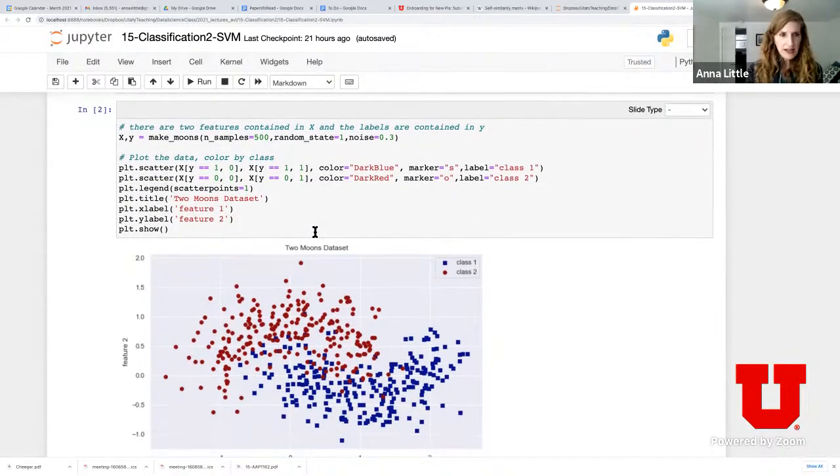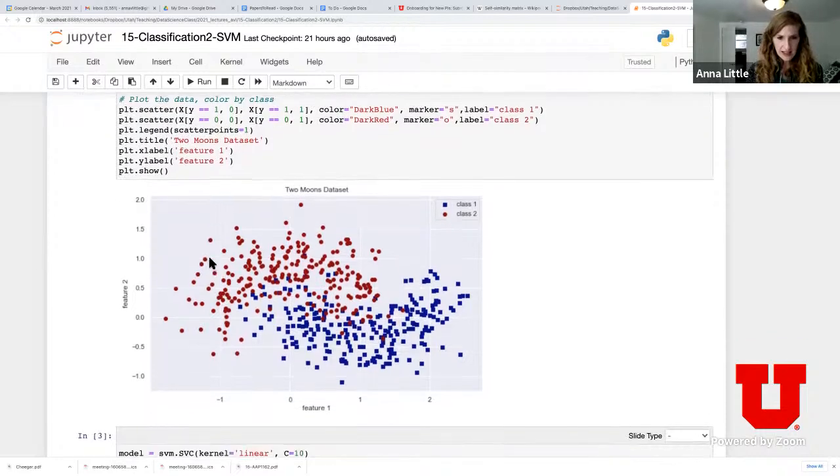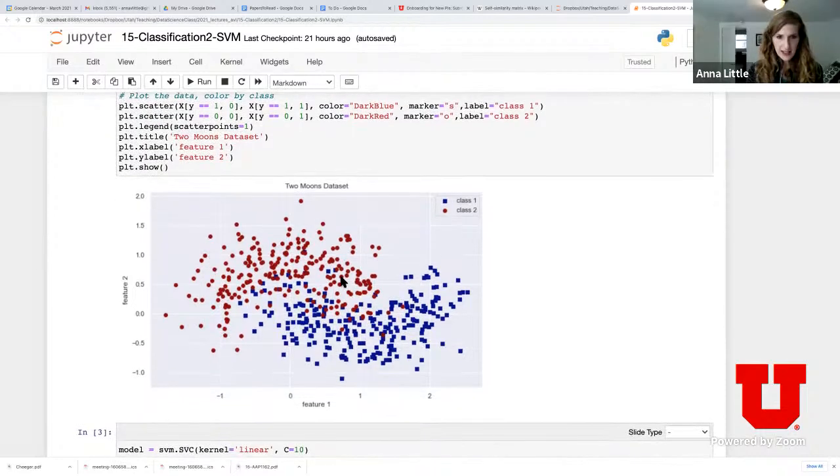Then here we're just going to plot the data with a little scatter plot. First we plot the blue points, and then the red points. This is the picture that we get. We've got the blue and the red points that are not linearly separable, with a bit of mix up and overlap.